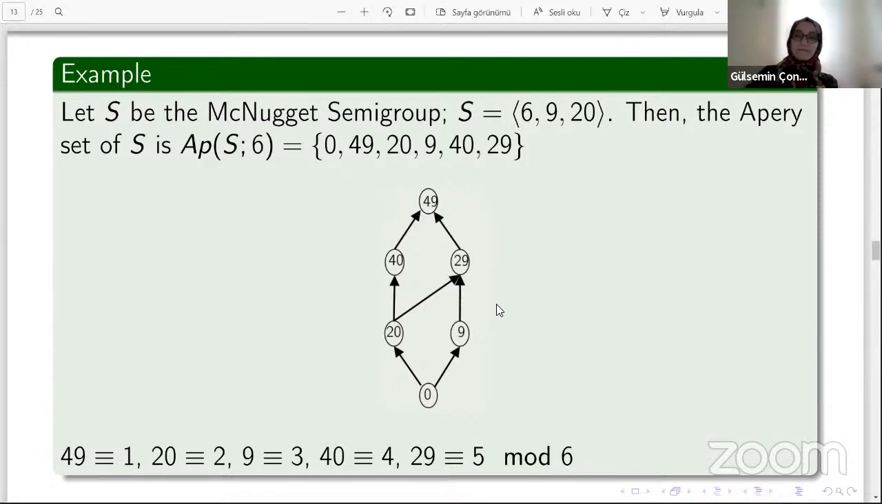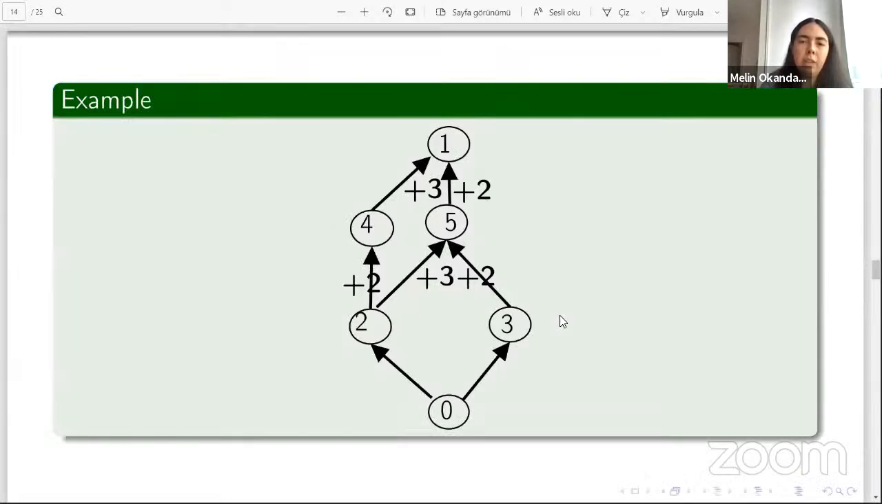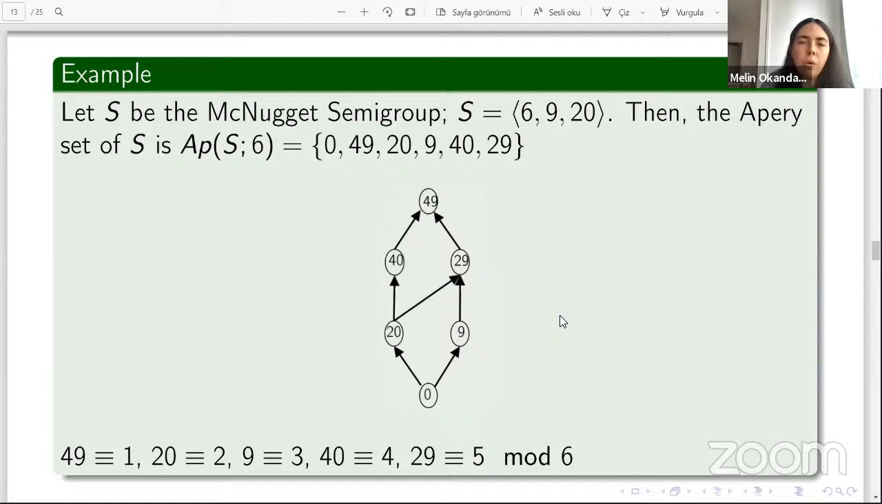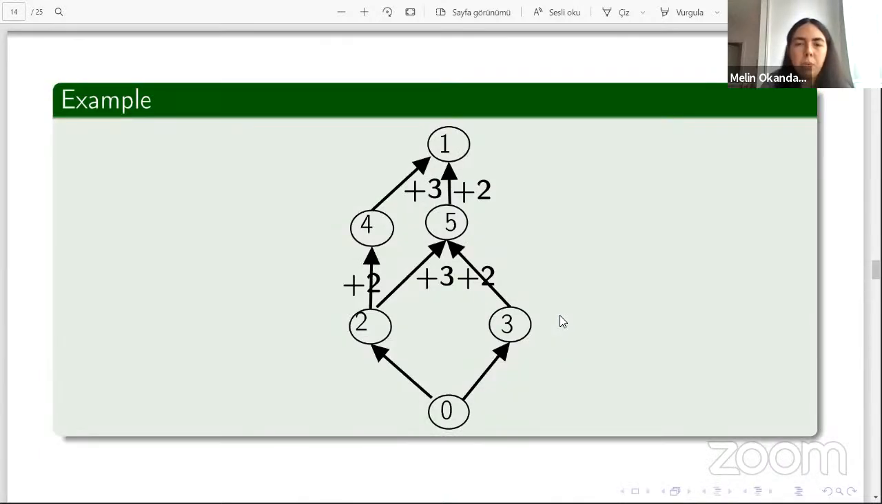Now we are obtaining the Kunz poset. How do we do this? We are replacing each element in the Apéry poset by its equivalence class. So for example, here 49 is equivalent to 1, so we will write 1 in the place of 49. Here 40 is equivalent to 4, so we are writing 4 in place of 40. And so on. And then we obtain this poset and we call it the Kunz poset.